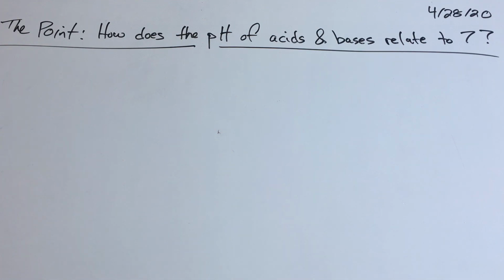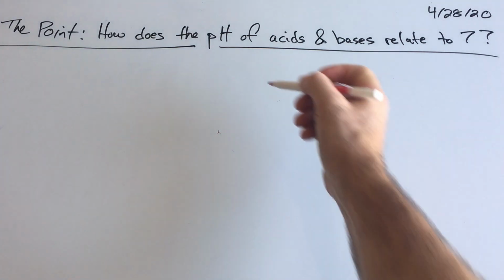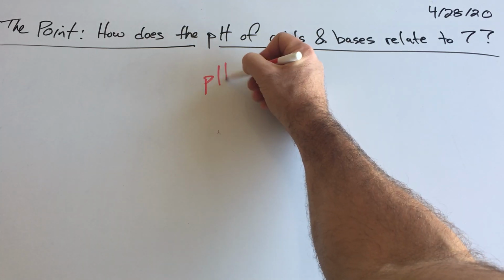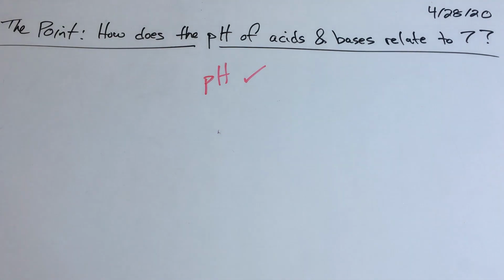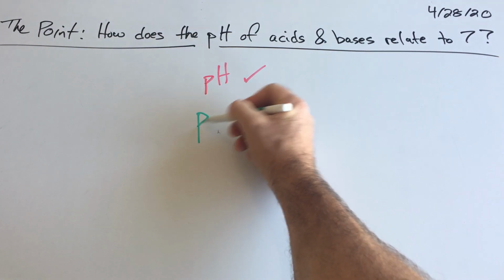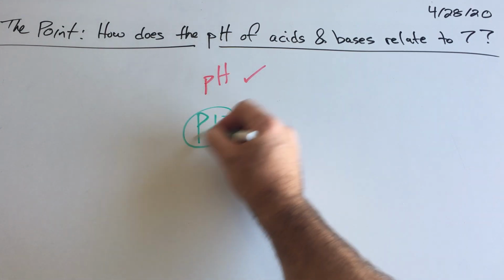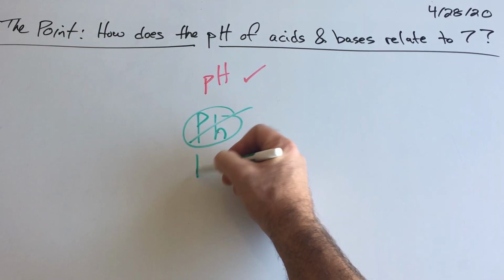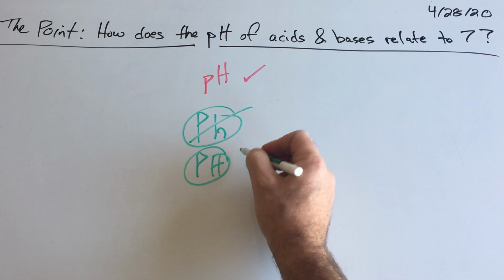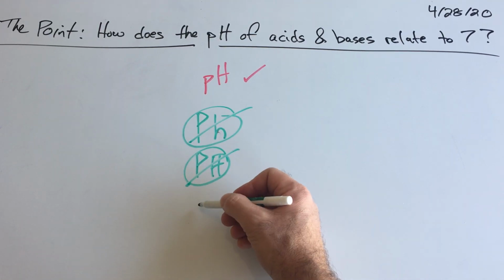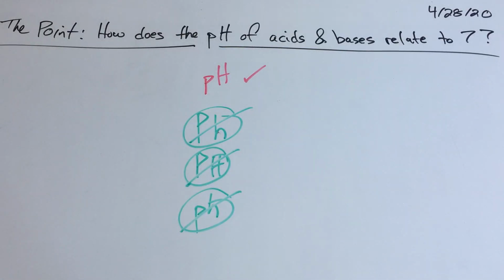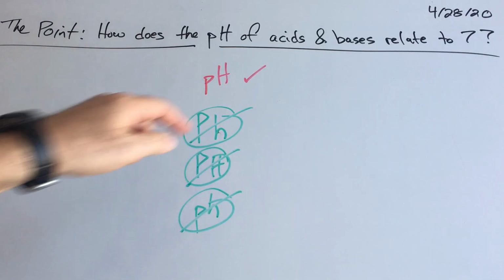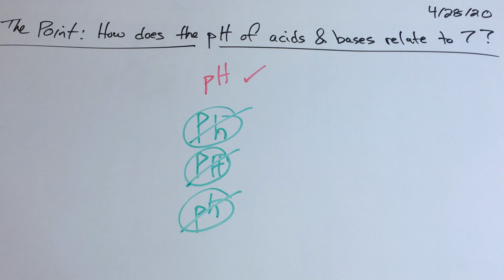Okay, a couple quick things. First thing is, when we write pH, it is lowercase p, it is capital H. That is correct. I will not accept things like capital P, lowercase h, capital P, capital H, or lowercase p, lowercase h. The only thing I will accept is lowercase p, capital H. Now the question is, why is that?